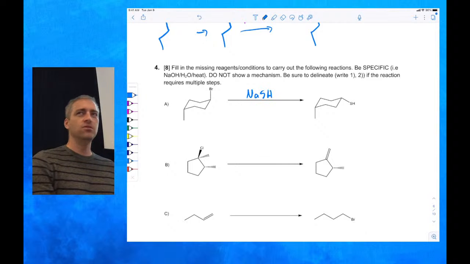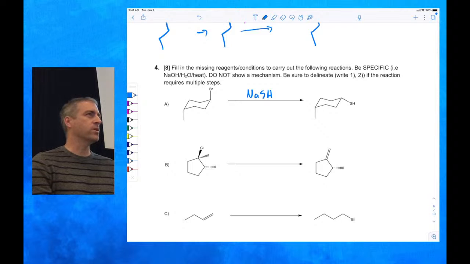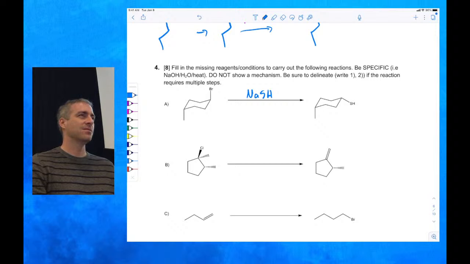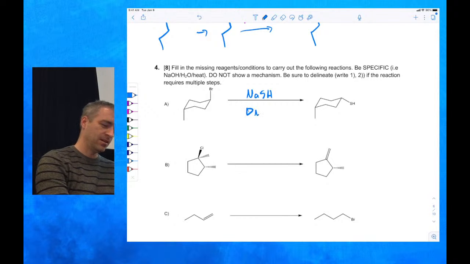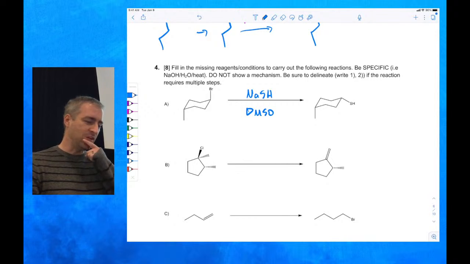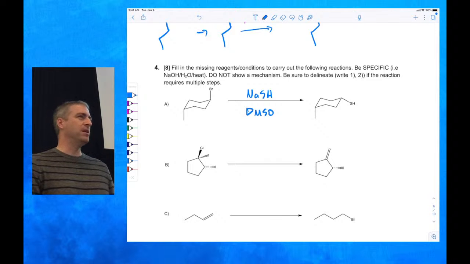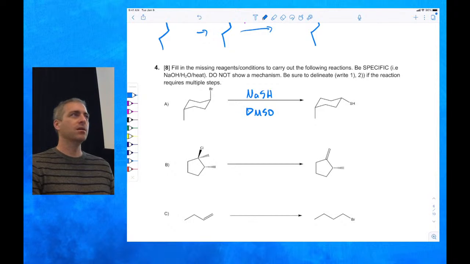And what's a good SN2 solvent? Yeah, aprotic. What's your favorite polar aprotic solvent? You know what mine is, but I want to know what yours is. DMSO, good. When we say be specific, that's what I mean too. Give me a real chemical. Don't just say polar aprotic. Give me a polar aprotic. I don't care which one, but give me one that you would intend to use in this case.